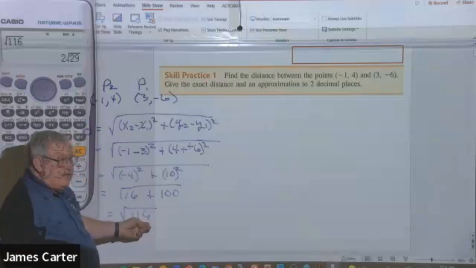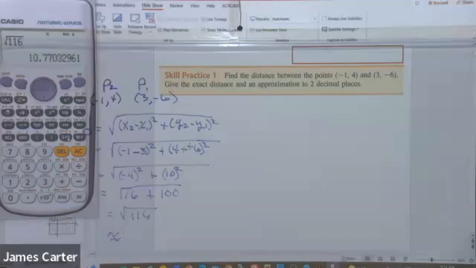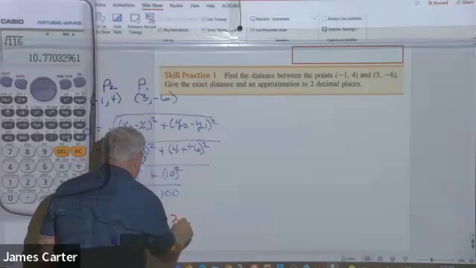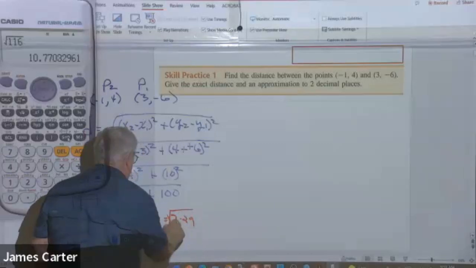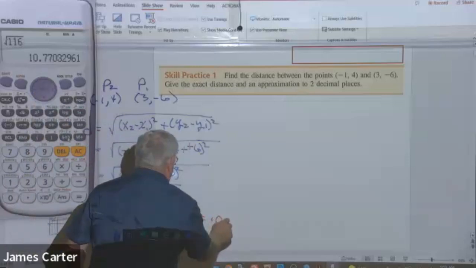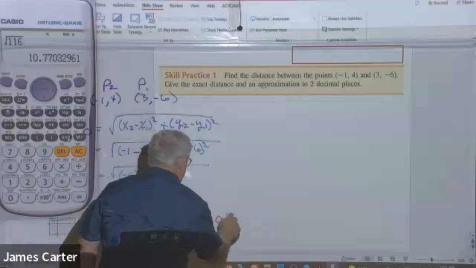2 times 29 makes this, but you know what? Neither 2 nor 29 is a perfect square. Put this in here. Equals, 10 point, it does not equal, it approximates 10.77.